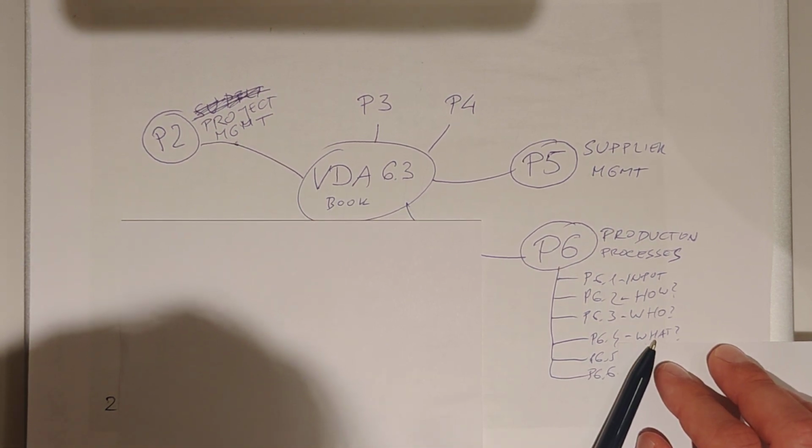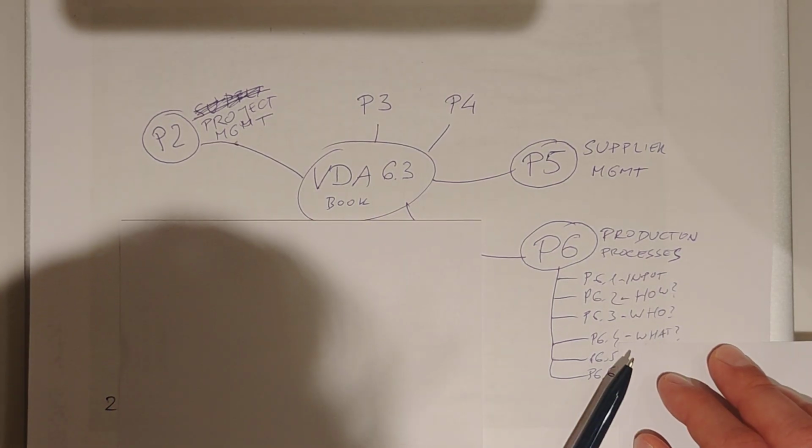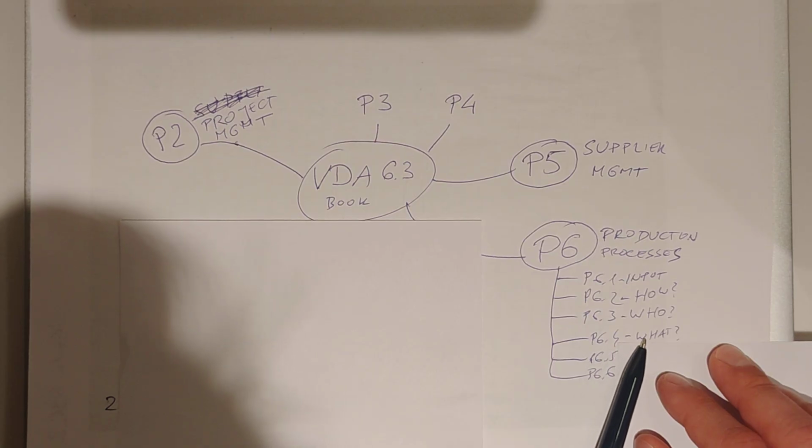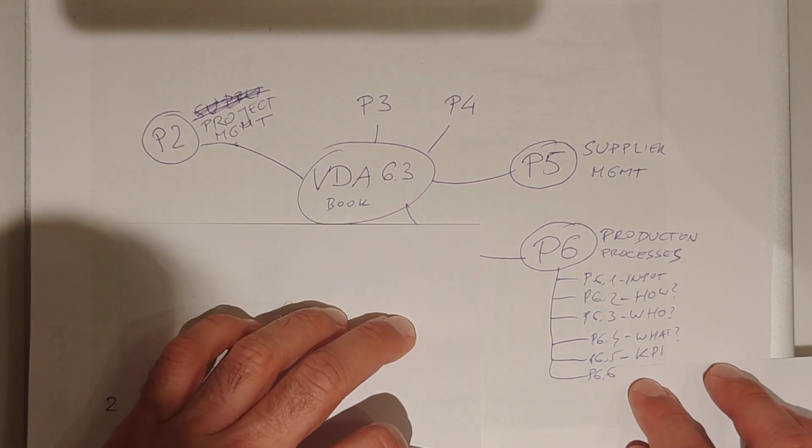As well, what is the measuring equipment? Because if they measure my part, do they measure it with calibrated equipment, and so on? So this is 6.4: with what do they produce my product?